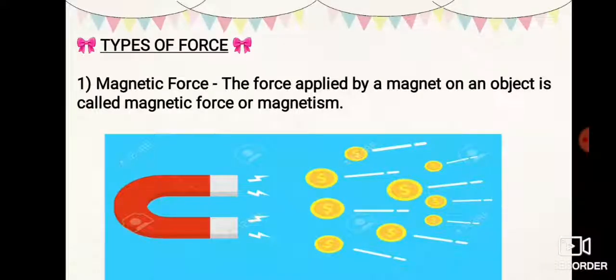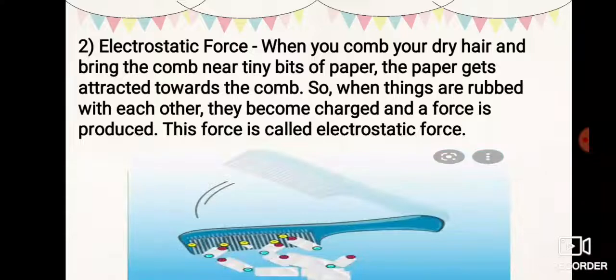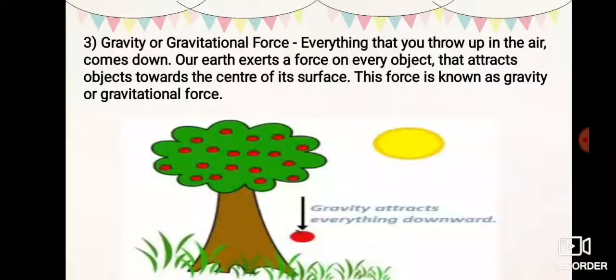Types of force. Number 1. Magnetic force: attraction or repulsion that arises between electrically charged particles because of their motion. Number 2. Electrostatic force. The electrostatic force is an attractive and repulsive force between particles that is caused due to their electric charges. Number 3. Gravity or gravitational force. The gravitational force is a force that attracts any two objects with mass.